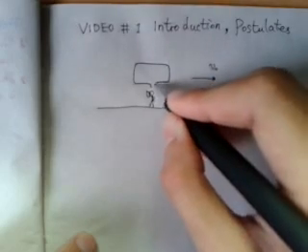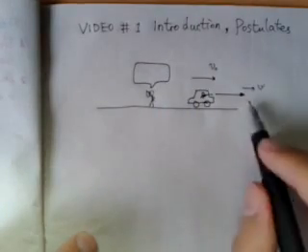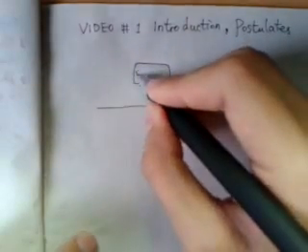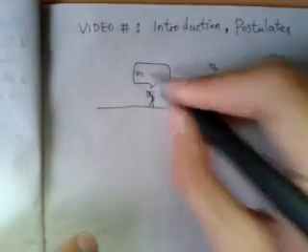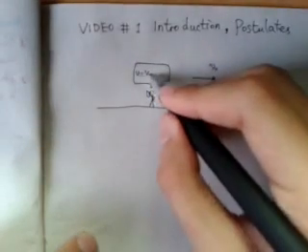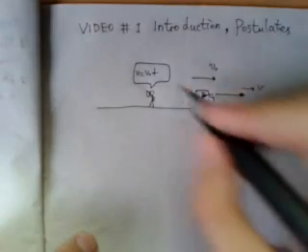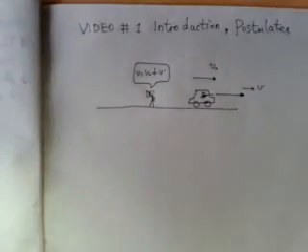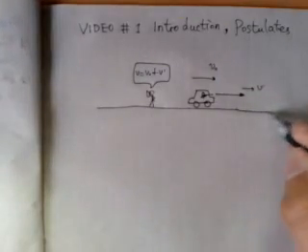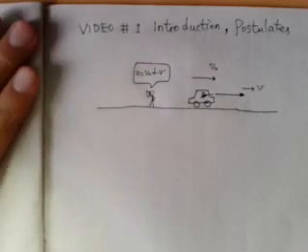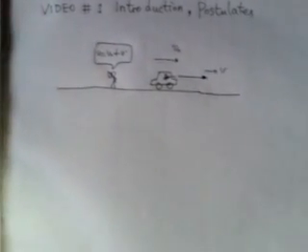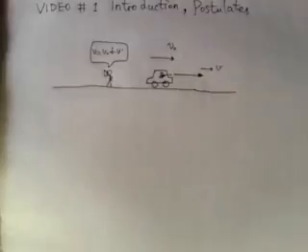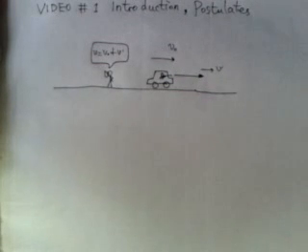The man on the ground will say the speed of the bullet is v, which equals the speed of the car plus the speed of the bullet with respect to the car. So this is actually Galileo's velocity addition, and this is quite easy.